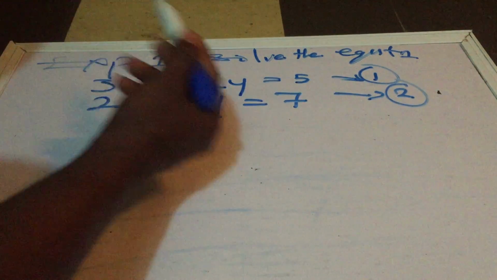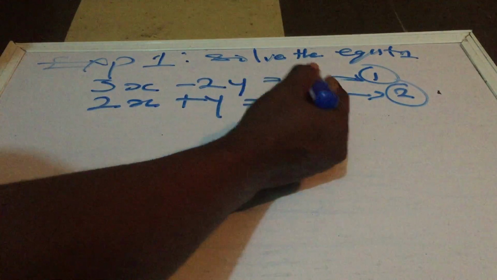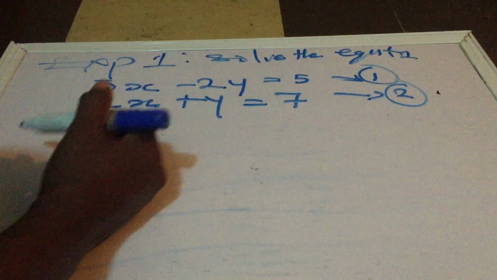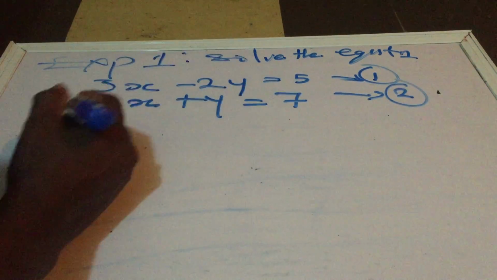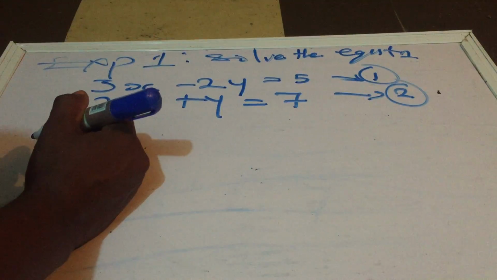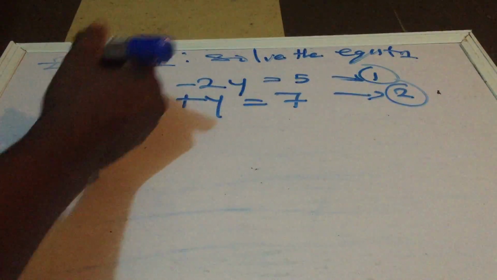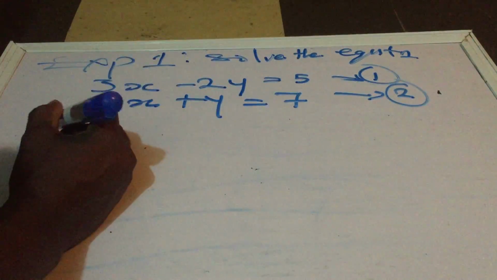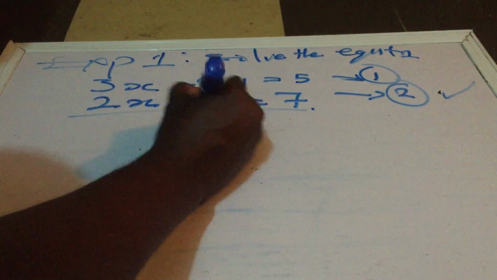Now look at equation 1 very well. It says 3x minus 2y is equal to 5, and equation 2 says 2x plus y is equal to 7. If I want to use the substitution method to solve this, I will have to pick one of the equations, then solve it to find x or y. In my own way, let me pick the second equation, and I want to find y.